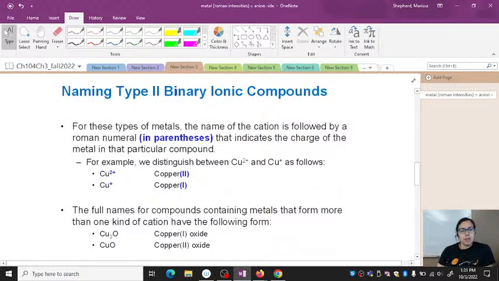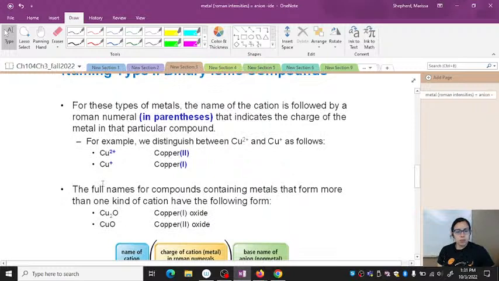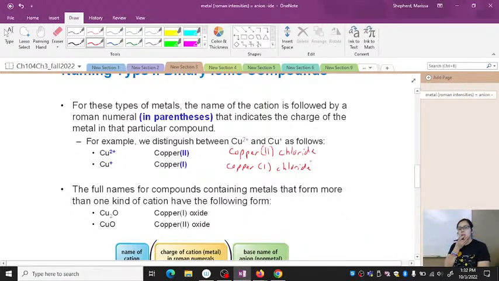And so again, for these, what they like to call type 2 binary ionic compounds, aka metals with variable oxidation states, we put our oxidation state in parentheses. There are 2 oxidation states of copper that are most common, so you can say copper 2 versus copper 1. So you have copper(II) chloride and copper(I) chloride. If we wrote copper(II) chloride versus copper(I) chloride, what would my formula be for copper(II) chloride?